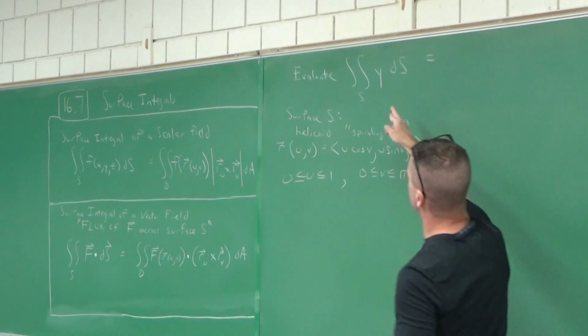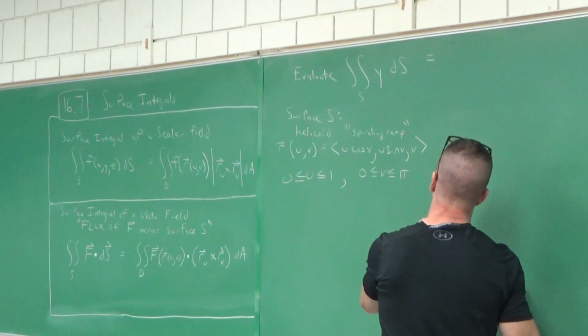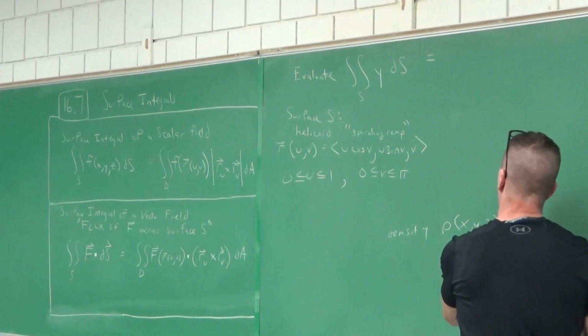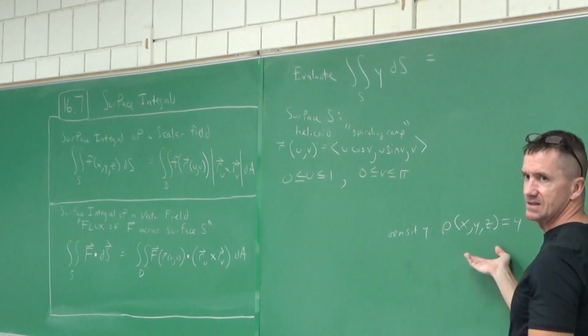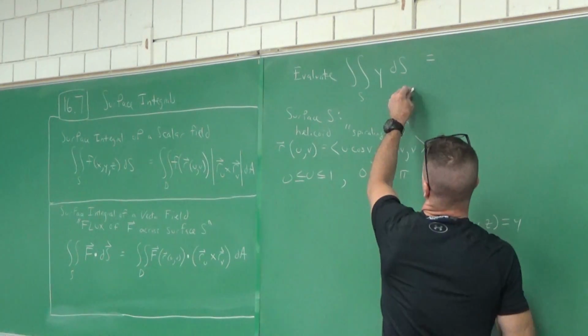So if that y was like, hey, the density is, didn't they always use rho? All right, the rho of x, y, and z is y. If the density is this, then we're actually finding the mass. This would be the mass.